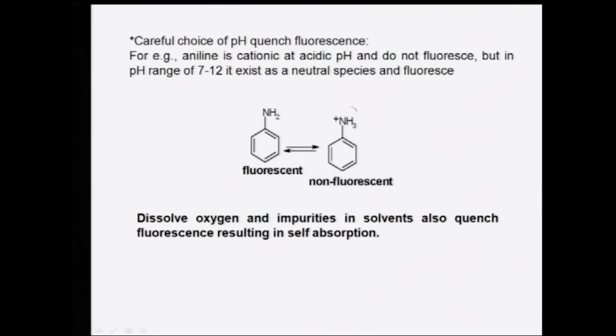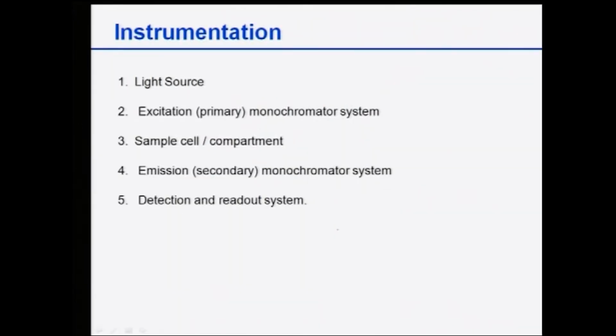So, you can see this positive ion or positive species here makes it non-fluorescent. Dissolved oxygen and impurities, as I told earlier also, can quench and result in less fluorescence.